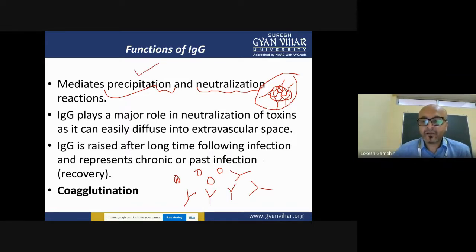Now, when we're talking about neutralization, suppose a virus or bacterial pathogen wants to infect the T cell and its receptor is ready. It will be binding here. Before binding to its receptor, an antibody attaches here.